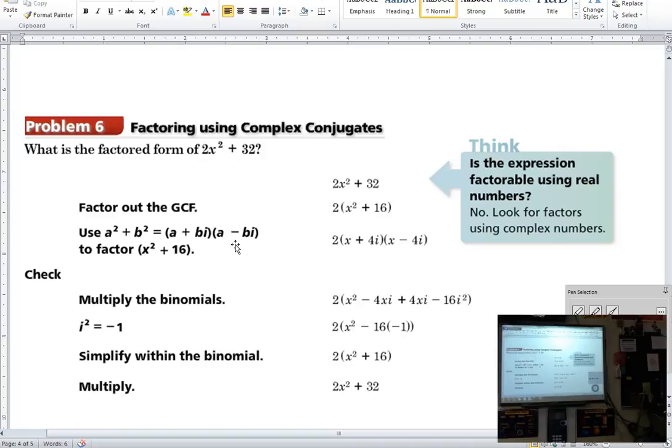When we, this gets really fun. When we want to factor using the complex conjugate. So look through this for a second. I'll shut up just so you can glance at it and try to wrap your brain around it.